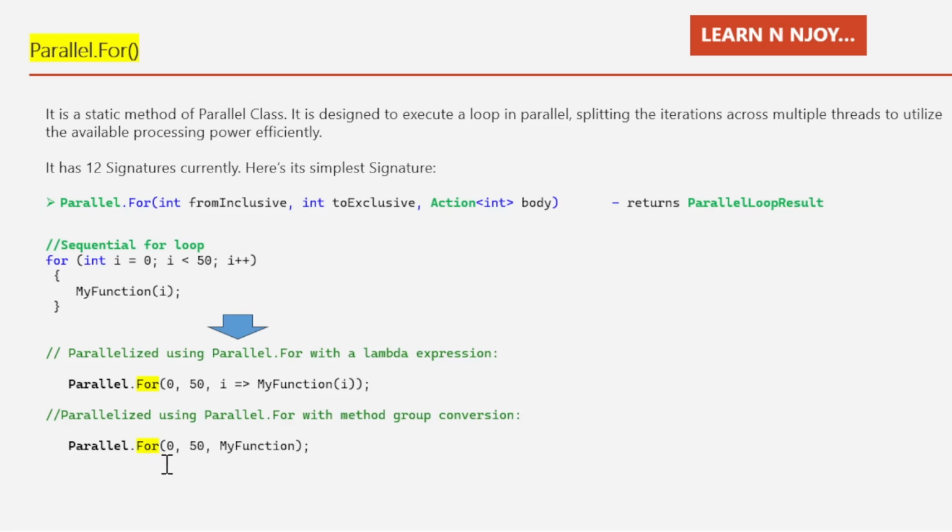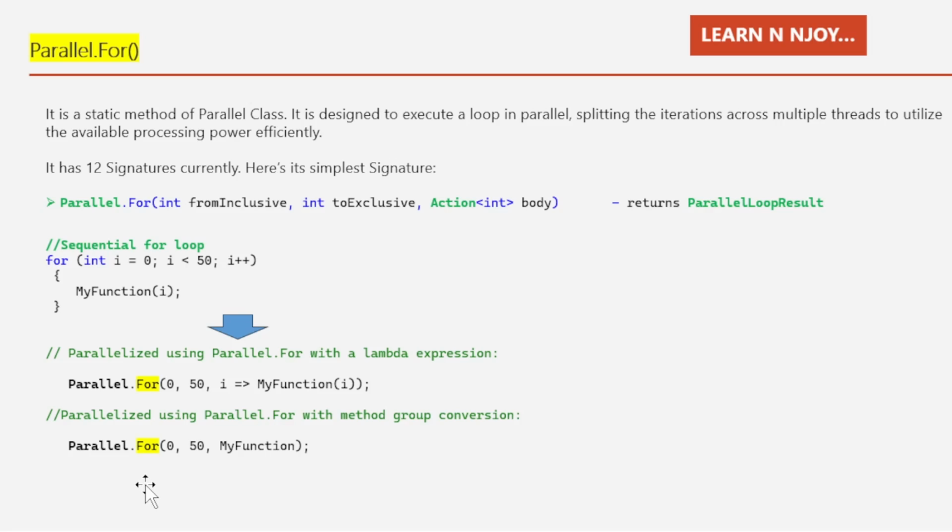The first parameter again is 0, which specifies the starting index of the loop, which is inclusive. The second parameter is 50, which specifies the ending index of the loop, that is exclusive. This means the loop will iterate from 0 to 49 here also. Then we have the third parameter, which is nothing but the method reference. It's the name of the method that will be called on each iteration of the loop. That's what I have written, MyFunction, which is the method reference over here. So this Parallel.For executes the loop iterations concurrently, distributing them across multiple threads.